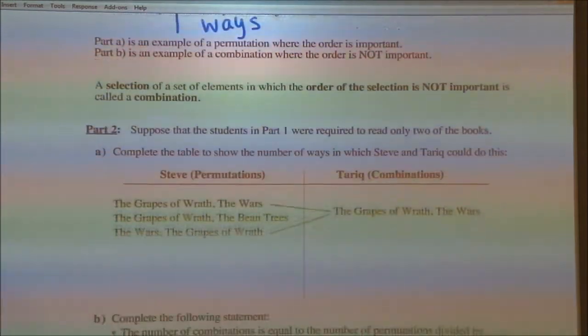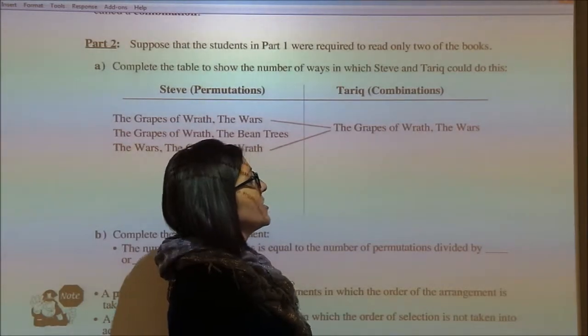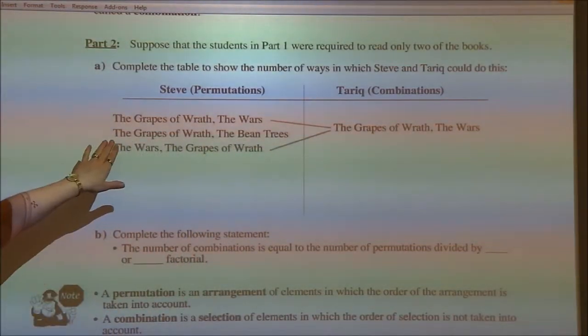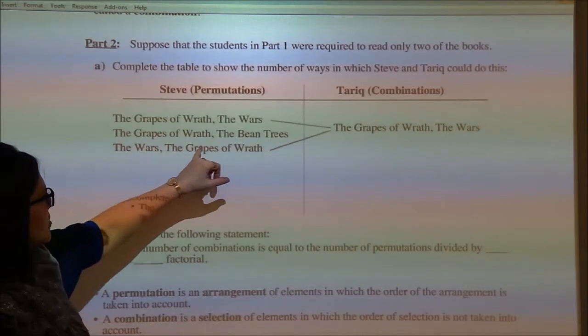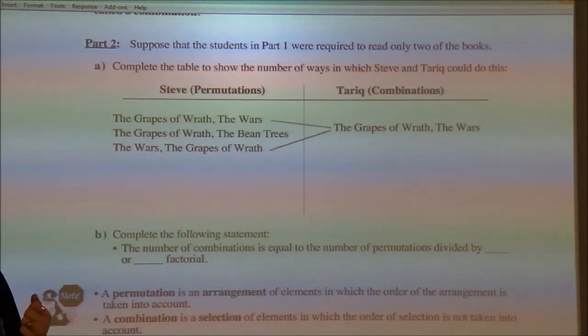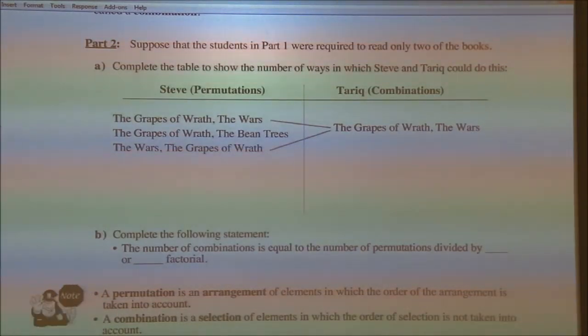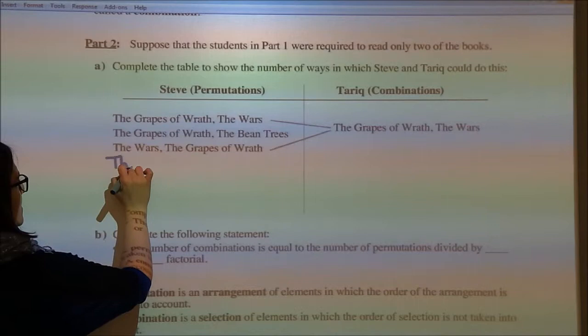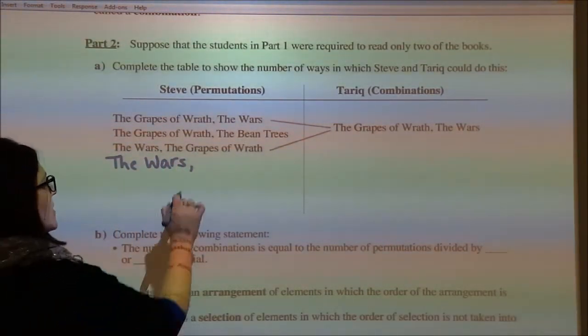So suppose that instead you're only required to read 2 of the books. Okay? So it says, complete the table to show the number of ways in which Steve and Tariq could do this. So Stephen can take out The Grapes of Wrath and The Wars. He can take out The Grapes of Wrath and The Bean Trees. He can then take out The Wars followed by The Grapes of Wrath. What else could he do? He could take out The Wars. And what else? Bean Trees.